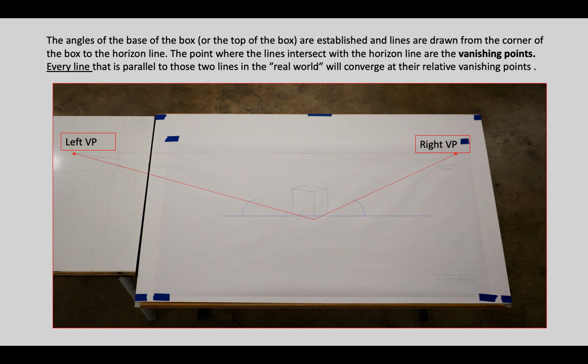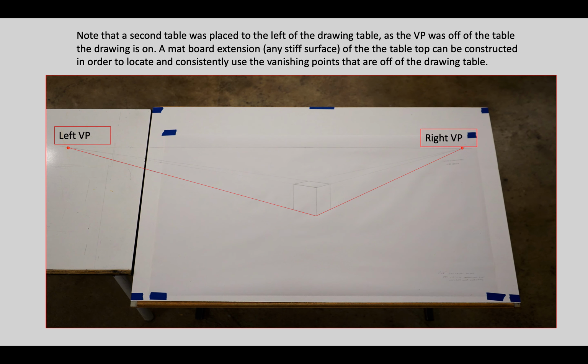Or you can take a piece of mat board and jury rig it onto your table, extending the width of your table in order to actually find the vanishing points. So all I've done here is draw the angle to the left and extend it all the way till it intersects with the horizon line, and made a little red dot here. You'll probably make an X. Then I did the same thing on the right, and where the line intersects with the eye level line or horizon line, put a mark. Now we have our left and our right vanishing points.